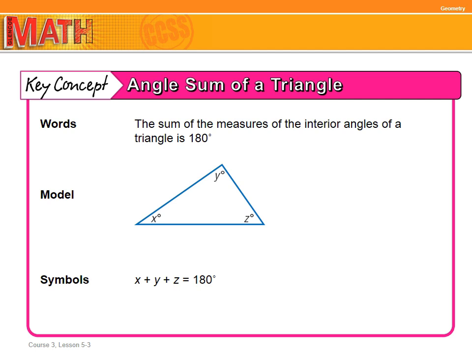In symbols, we have the angle measurement of x, plus the angle measurement of y, plus the angle measurement of z is going to equal 180 degrees. Keep that in mind for this lesson.